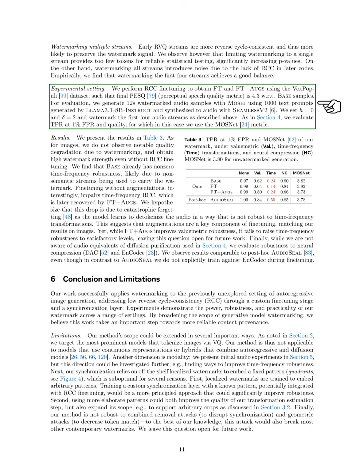Section: Experimental Setting. In this section, we perform RCC fine-tuning to achieve FT and FT plus OGs using the VoxPopuli dataset, resulting in a final PESQ score of 174 compared to the base samples. For our evaluation, we create 175 watermarked audio samples with Moshi, using 4 text prompts generated by Llama 3.1 8B Instruct, which we then convert to audio with SeamlessV2. We set specific parameters and watermark the first 4 audio streams as previously described.